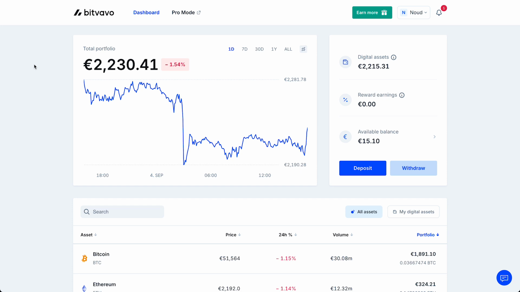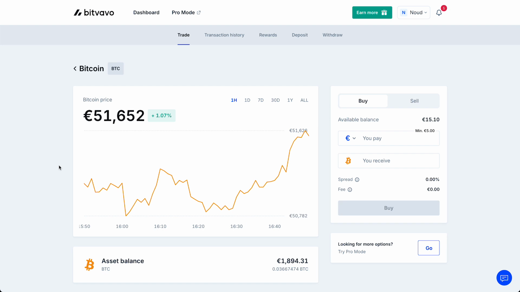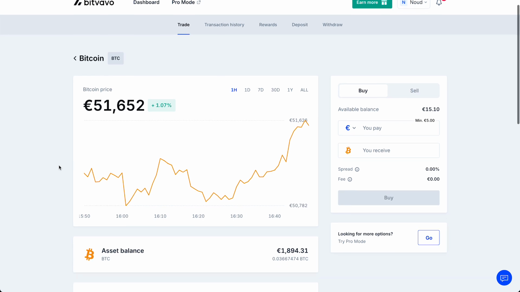So once you are in Bitvavo, either on your phone or on a desktop, you need to search for Bitcoin. Just search for BTC or Bitcoin, and here you see Bitcoin right there. Do not tap on Wrapped Bitcoin, that's another coin, or basically another project. I just recommend you to buy the normal Bitcoin. So tap on Bitcoin, and here you can see the chart of Bitcoin.